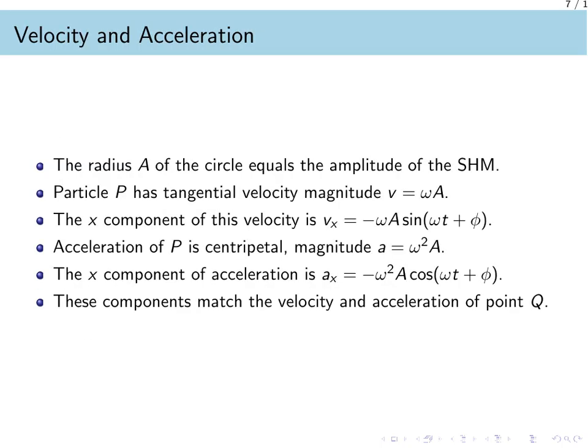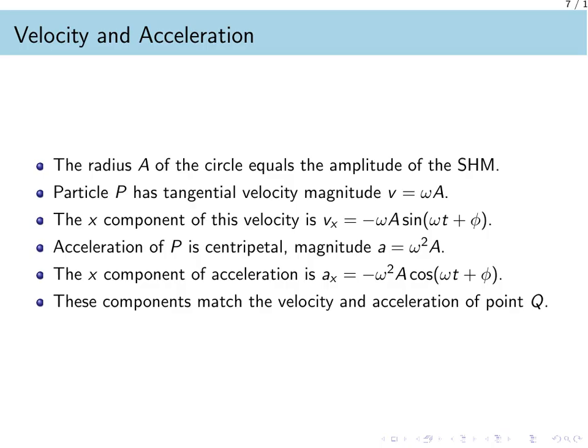The equivalence between these two motions extends to how they change over time. The radius of our reference circle corresponds to the amplitude of the oscillation. For a particle P moving in a circle, its tangential velocity has a magnitude equal to the angular speed multiplied by the radius. When we look at only the horizontal part of this velocity, we find it equals negative omega times A times the sine of the quantity omega times t plus phi.